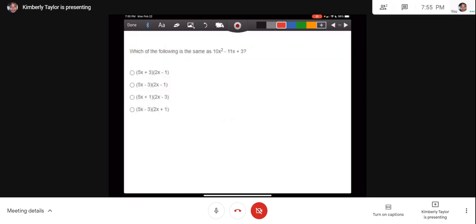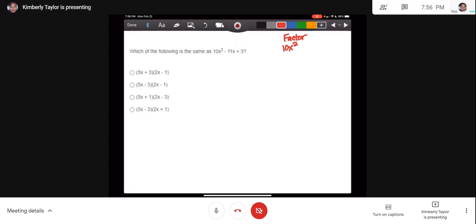Okay. So for this question here, it says, which of the following is the same as 10x squared minus 11x plus 3? Okay, people. If you know how to factor, then factor. That's going to be your fastest way. But if you do not remember how to factor, then you just need to do distributive property, multiply, that kind of thing. I'm going to show you both methods. First, let's factor.